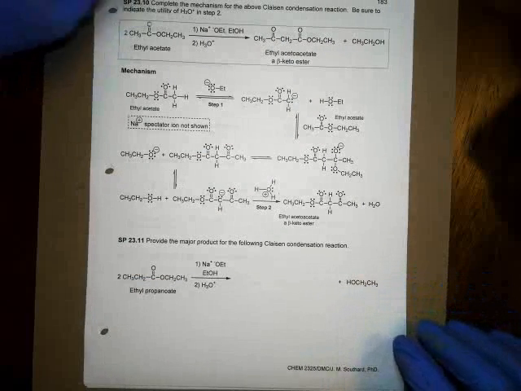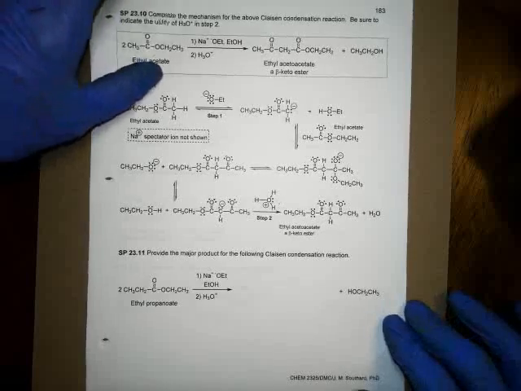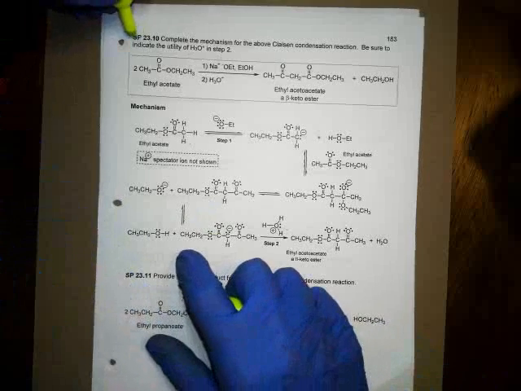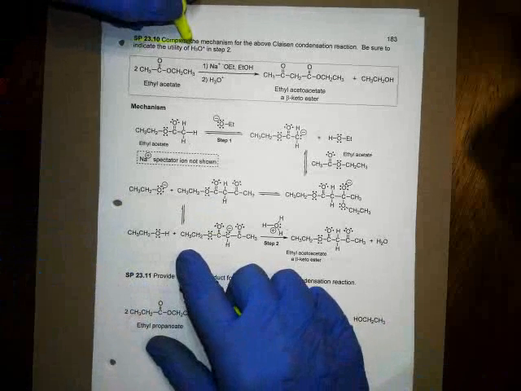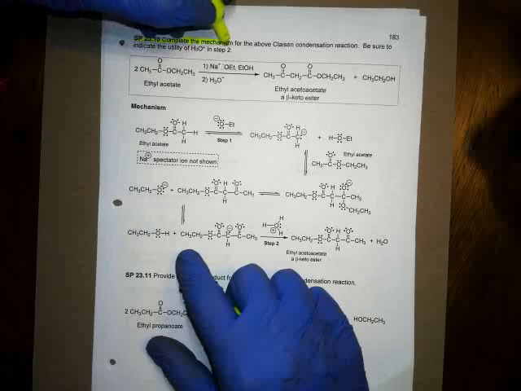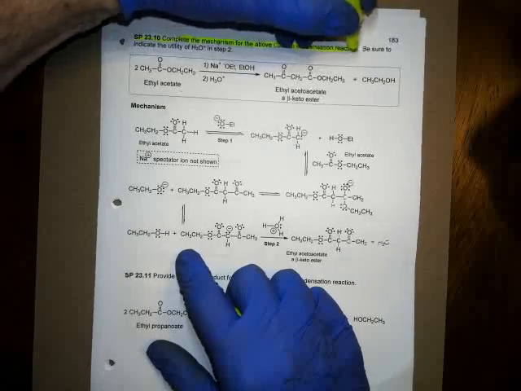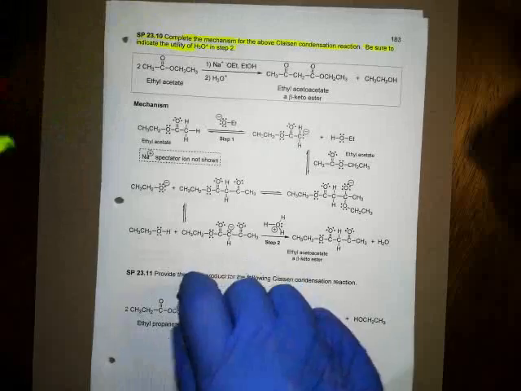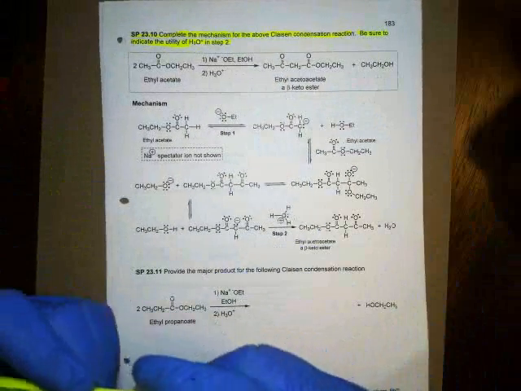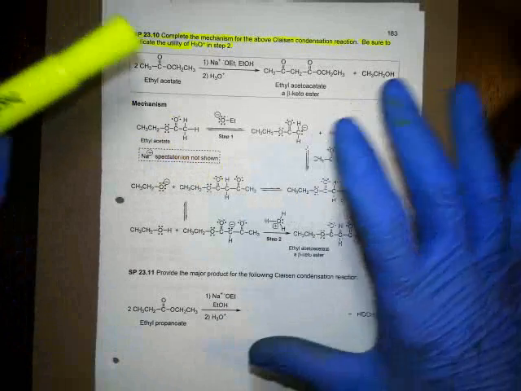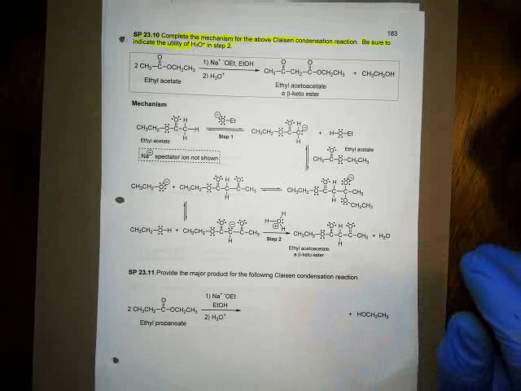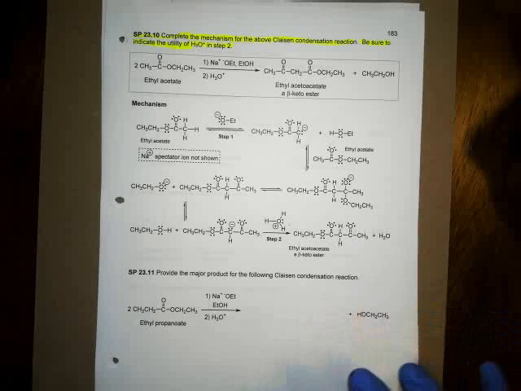Okay, let's flip over to page 182, because I'd like to show you how this mechanism works by looking at that same reaction that we just saw. Let's complete the mechanism for the above Claisen condensation reaction. Be sure to indicate the utility of acid in step 2. Here's the same reaction, and I've shown you all the intermediates and charges, minus the curved arrows. So we just have to fill in the curved arrows.